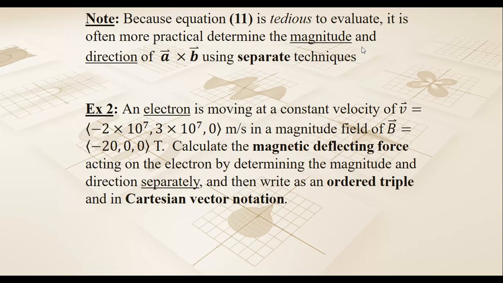And what I want to do is calculate the magnitude of the magnetic deflecting force acting on the electron by calculating the magnitude and direction separately, and then writing it as an ordered triple in Cartesian vector notation. Okay, so there is a lot to do here. I think we're going to start off by calculating the magnitude of the magnetic deflecting force.